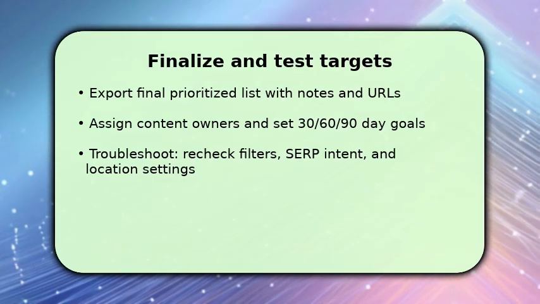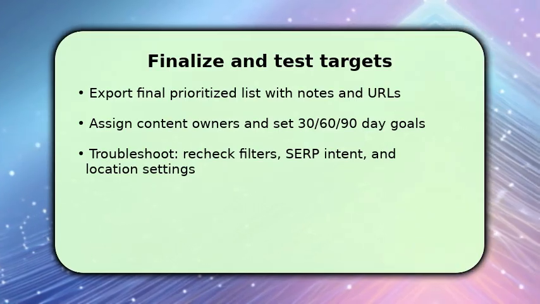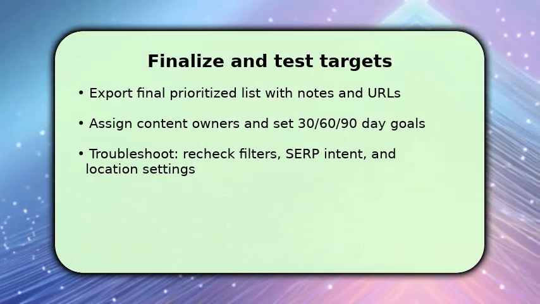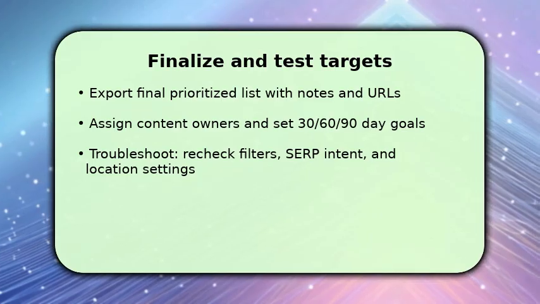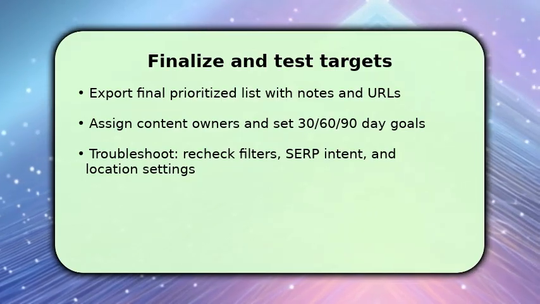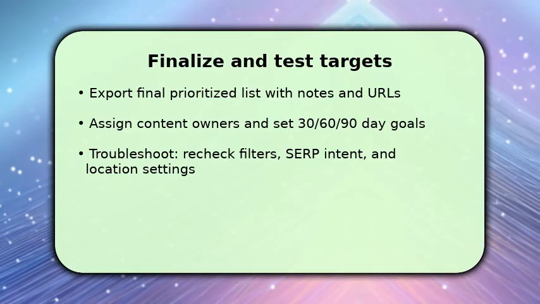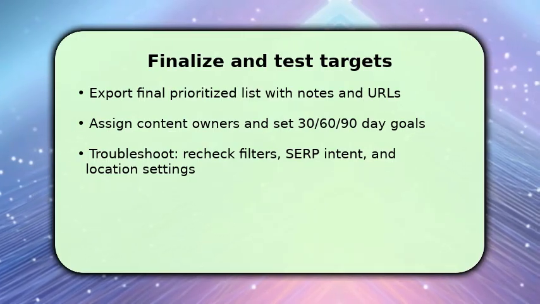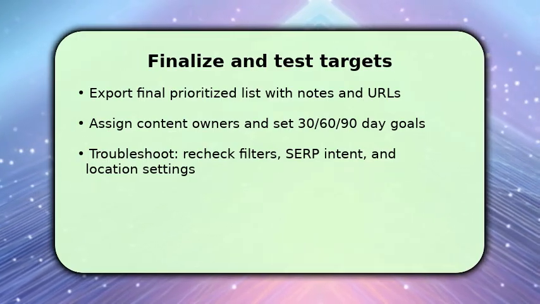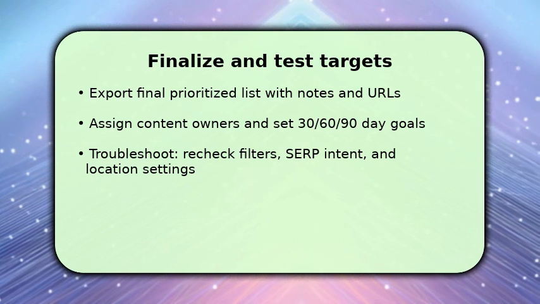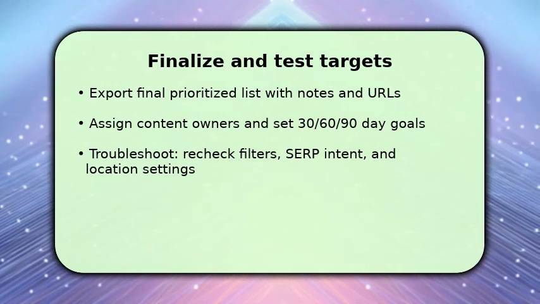Once live, monitor rankings and organic traffic. If performance lags, recheck your filters, SERP intent, and location settings in Moz, because mismatched intent or region is the most common cause of poor results. If issues persist, reevaluate difficulty versus budget and adjust targets accordingly.